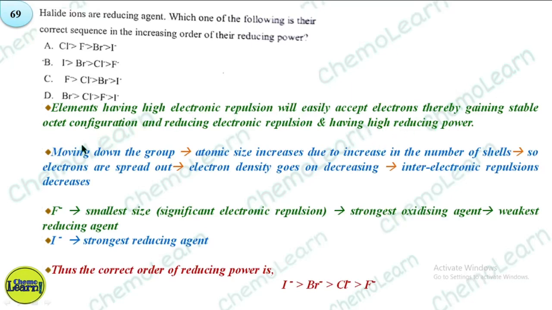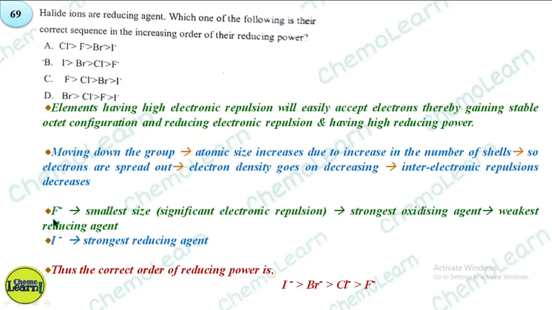Okay. So, moving down the group, atomic size increases due to the increase in number of shells. You know that number of shells increases down the group and atomic size increases. So, electrons are spread out because they have now more space. So, electron density goes on decreasing. So, inter-electronic repulsion decreases.